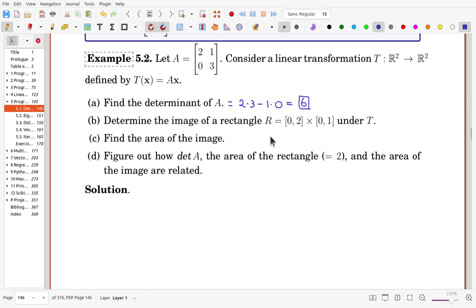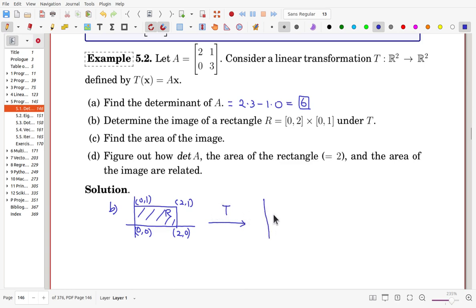Determine the image of rectangle R under T. We'll try to solve part B here. Let's visualize R. That is given like this. Here there's 0, 0, and this is 2 and 0, and this corner is 2 and 1, and that is now 0 and 1. That is R. We want to find the image of R under T.